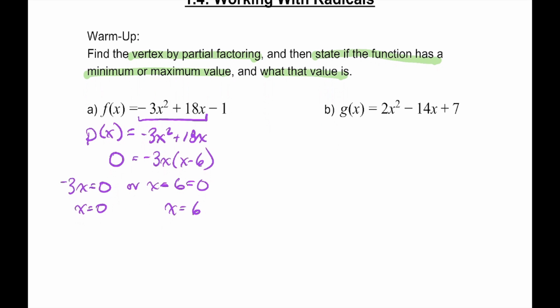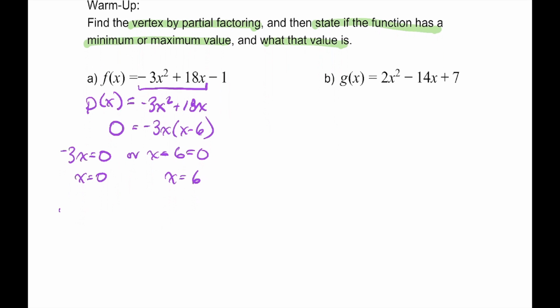So this doesn't give us the coordinate of the vertex, but what it does is that with those zeros, we could get the x coordinate of the vertex by adding our two roots and dividing by 2. Think of it as the midpoint of the zeros or the average of the zeros. So in this case, it's going to be 6 over 2, which is 3.